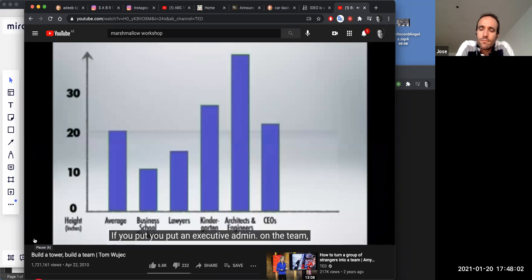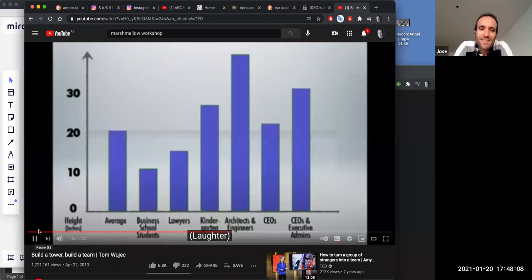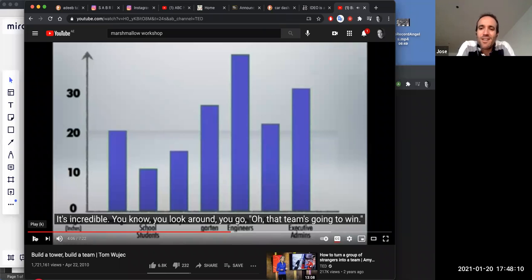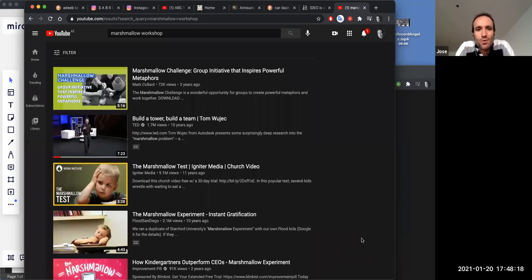If you put an executive admin on the team, they get significantly better. It's incredible. What? You know. Okay, what do you think about this chart? Any reactions? Any comments? Do you agree with this?